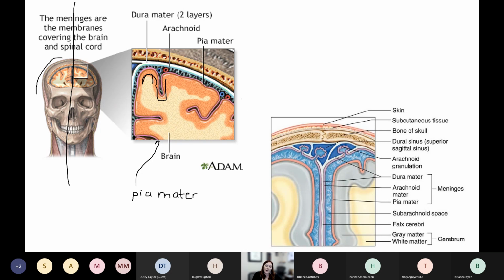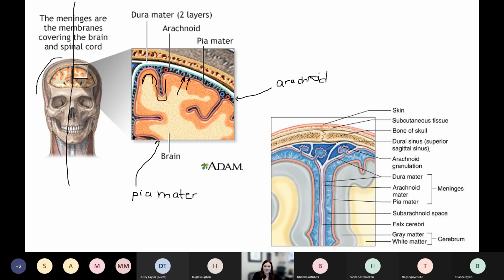Above the Pia Mater, we have this seafoam green layer that we see right here that has all of these little extensions. So you can see these little lines hanging down from it. This layer is what we call the Arachnoid Mater. So the seafoam green is the Arachnoid Mater.